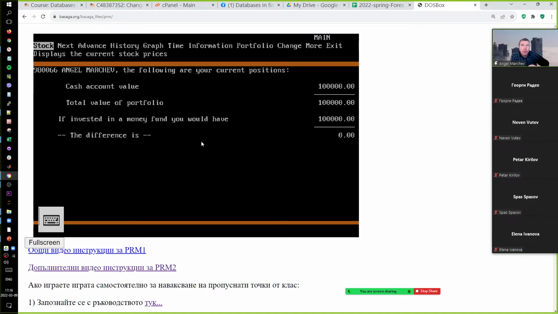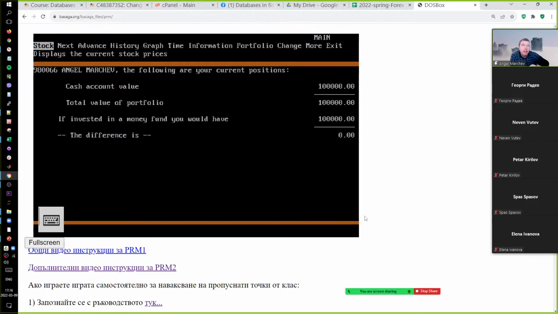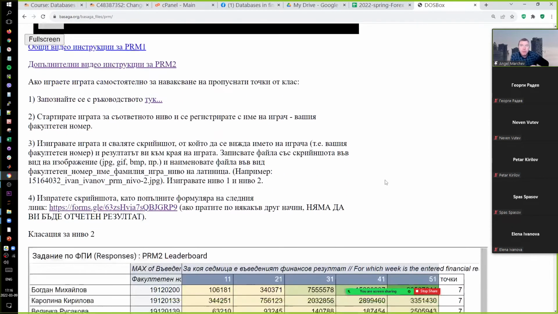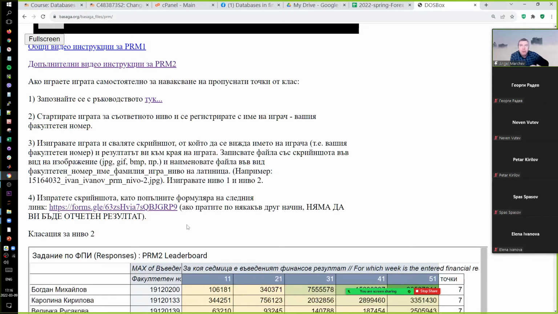And also, if you go here with the mouse, we are not going to use the mouse for the playing of the game. But if you come here and right click, you can save the image, and you're actually taking a screenshot here. Okay, and once you have this, you name the screenshot the way I want it to be. So faculty number, first name, second name, PRM1.jpg, and then you upload the screenshot here at this link.